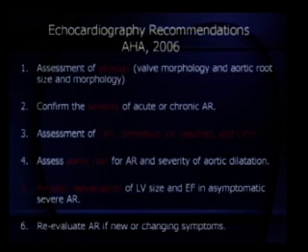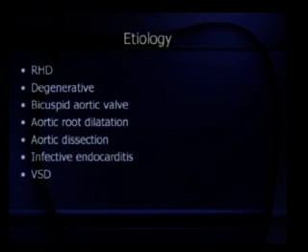And of course, you will reevaluate aortic regurgitation if new or changing symptoms are there. And what are new symptoms? Shortness of breath and sometimes fever. Prolonged fever in a patient of aortic regurgitation can be very ominous. So what is the etiology? Rheumatic heart disease, degenerative bicuspid aortic valve, aortic root dilatation, aortic dissection, infective endocarditis, VSD. All these conditions can be distinguished echocardiographically, and these are all conditions in which you can find aortic regurgitation.